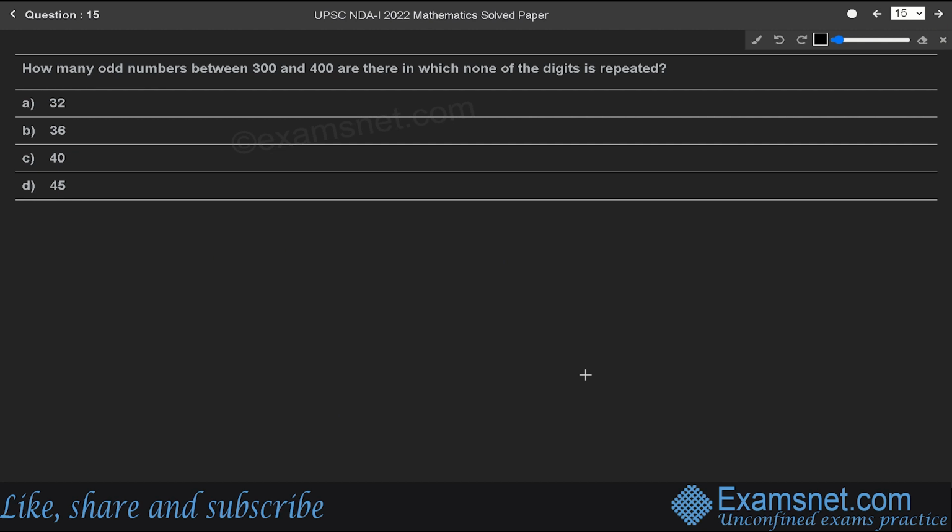Next question is, how many odd numbers between 300 and 400 are there in which none of the digits is repeated? In this question, we have to find the odd numbers between 300 and 400, and we have to keep in mind that the digits should not be repeated. We know that the odd numbers between 300 and 400 will be of 3 digits. So, we have to find 3 digits.